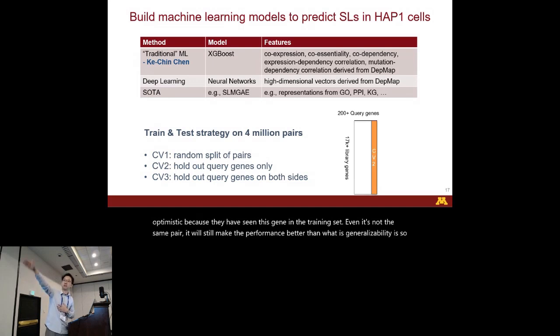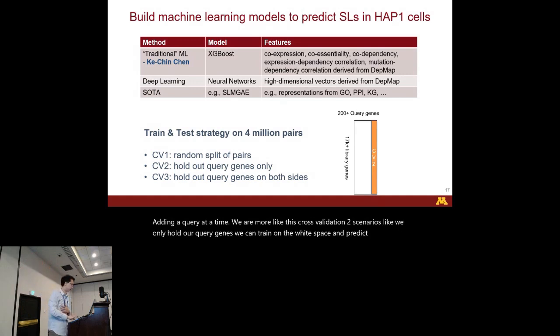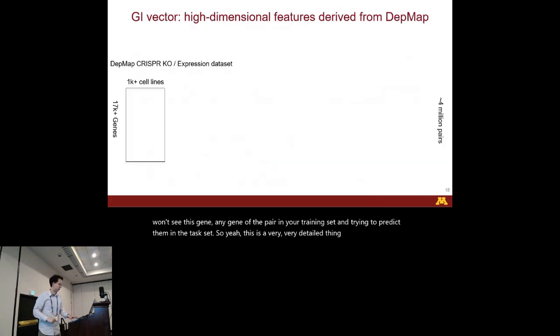So in our case, because we are adding a query at a time, we are more like this cross-validation 2 scenario. It's like we only hold out query genes. We can train on the white space and predict on the orange space. While if you really want a tough setup, it can be CV3. It's like you won't see any gene of the pair in your training set and are trying to predict them in the test set. So yeah, this is a very detailed thing, but I do want to share with the community.